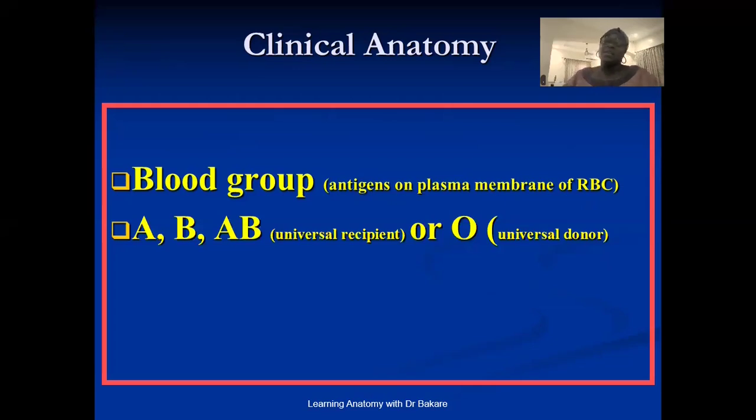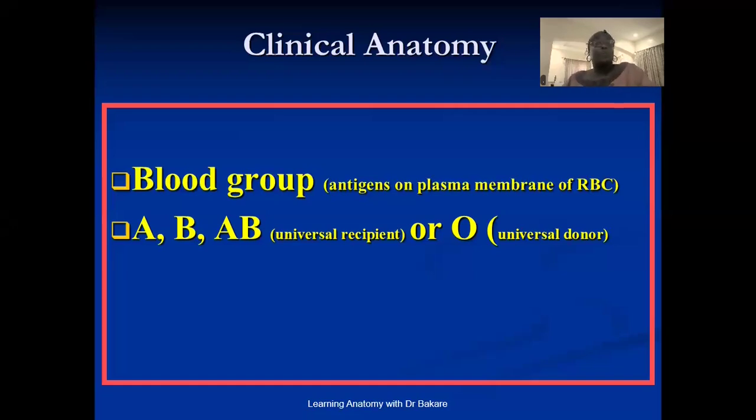So if we have A antigen, it means that this blood group will be a blood group A, and if you have B antigen, it means it is going to be a blood group B. Blood group AB means they have antigens A and B, while blood group O are not seen to carry any antigen. So it depends on the antigens that they have. This will be used to establish the blood group that they belong to.